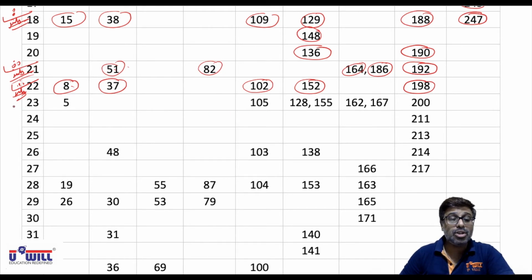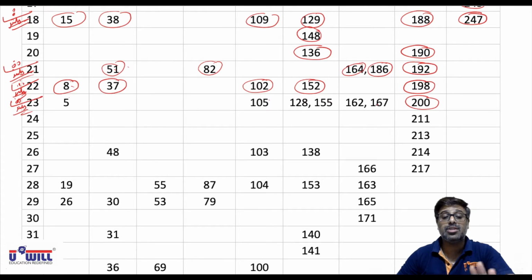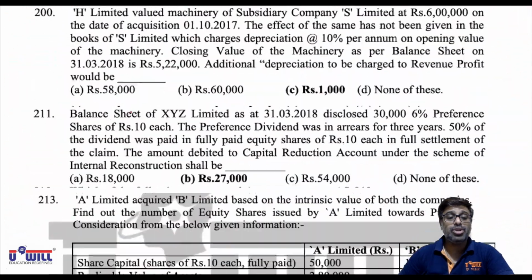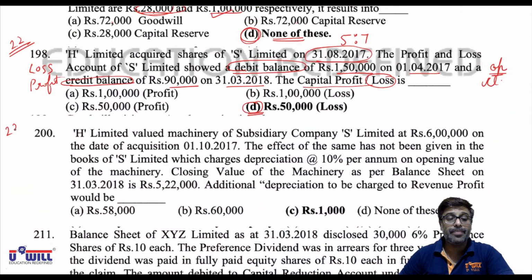Now 23 is also important because so many times it's repeated. So 200 I'm doing right now and then again 6 questions of similar kind have been asked in exam. You'll try on your own. So look at 23rd question, that is 200 question number.